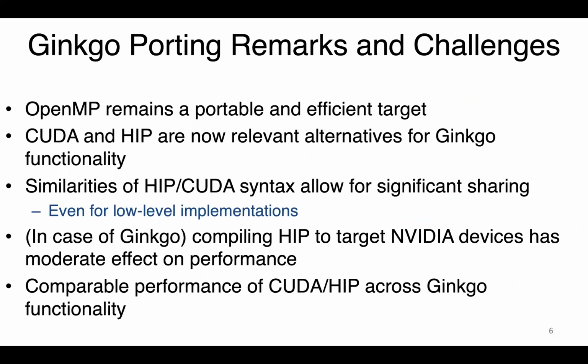Again, this is to stress the situation of OpenMP, that it remains the portable and efficient target for most of the places that support OpenMP. And we know from the users that this is the reference implementation that most of the others are compared against, especially for correctness. CUDA and HIP are relevant alternatives for Ginkgo, and they would give you good performance on their relevant hardware targets. But of course, as I mentioned, they required porting.